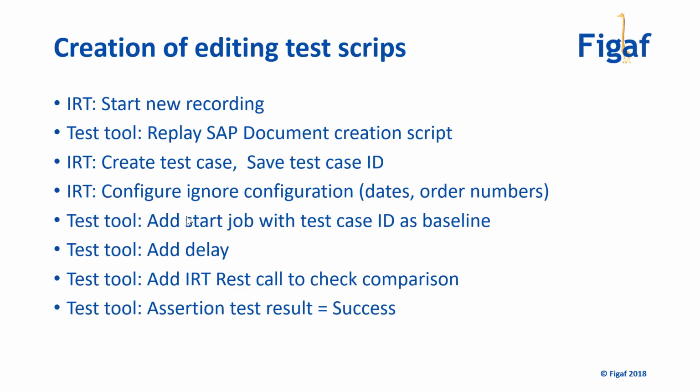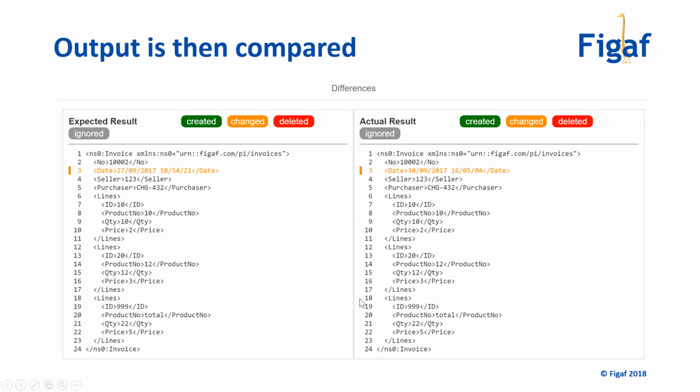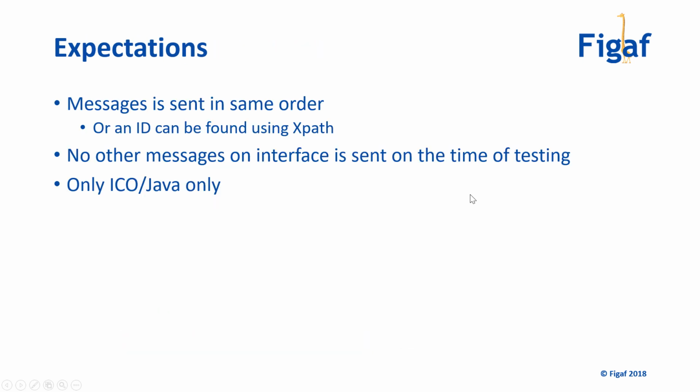So now we have seen how to set up the test, get the test data back, and we can see the output compared, and we can fairly simply ignore elements. So some of the expectations are that messages are sent in the same order, or that there's an XPath that we can identify the same messages. So we'd be able to see whether we have seen this message before or not.